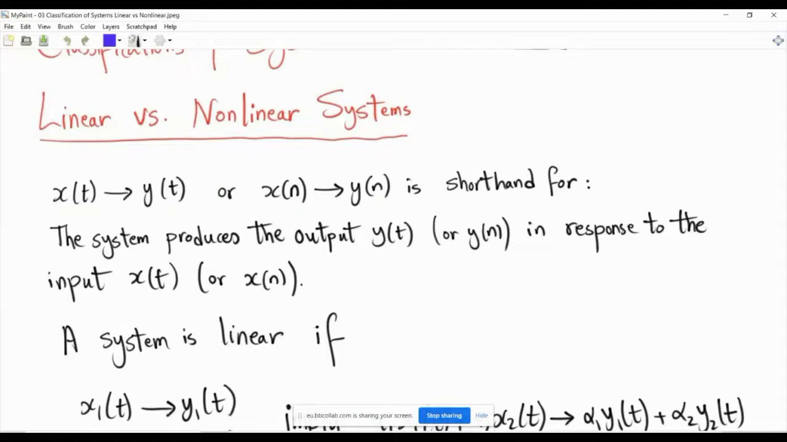So rather than saying that we will give the system an input x of t or x of n, and then the system will respond with the output y of t, y of n, I will just use this notation here. This notation means that the system is fed with x of t, and in response, the output is y of t. This is the story for discrete time systems.